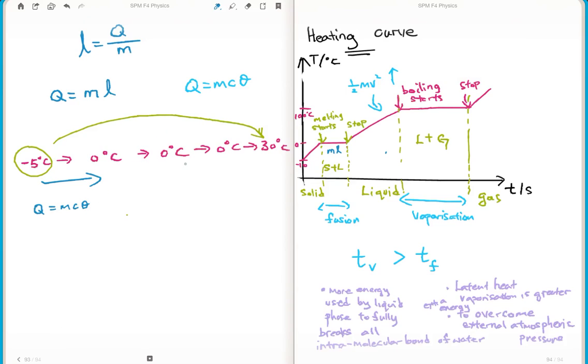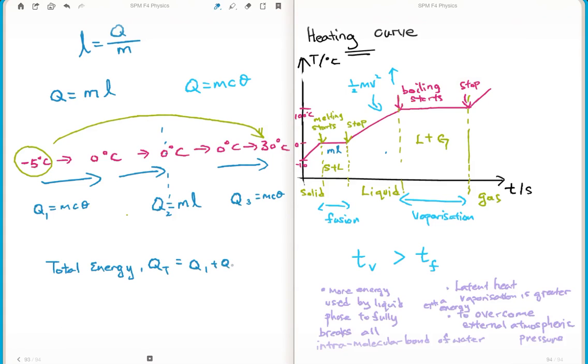Then here, 0 degrees, it stays for a while. From here to here, what happened at this point? Energy Q equals mL. This is important, this is crucial. Normally students tend to forget. This is energy 1, energy 2. Then from 0 degrees to the final temperature, there is an increase of temperature, so your Q3 would be mcθ. Here 0 to 30 would be 30. So the total energy, Q total, would be Q1 plus Q2 plus Q3.